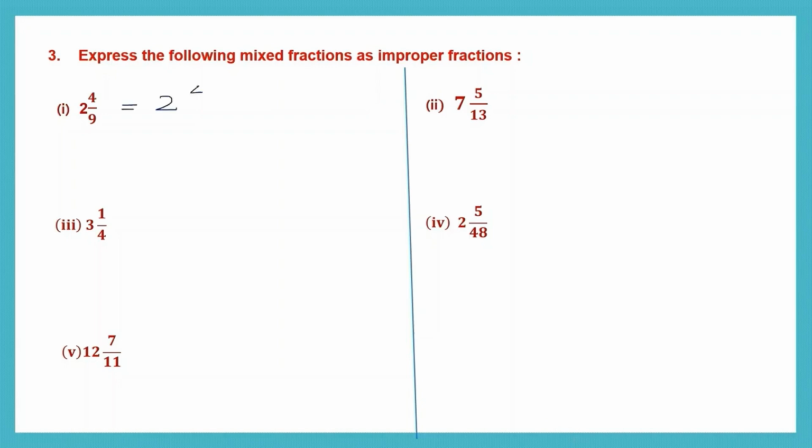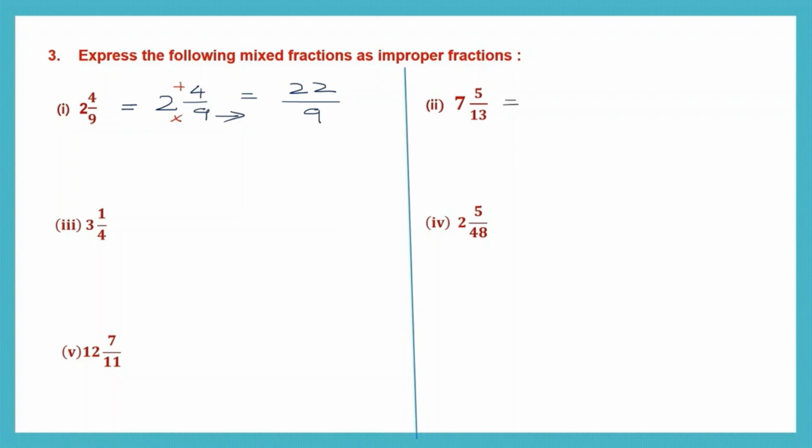So let me write the question, 2, 4 by 9. Now we have to multiply the denominator and the natural number. 9 twos are 18 and then add the numerator to it. 18 plus 4 is 22. So that is the numerator. Denominator is the same as the question. So that is 22 by 9. Let's go to the next one.